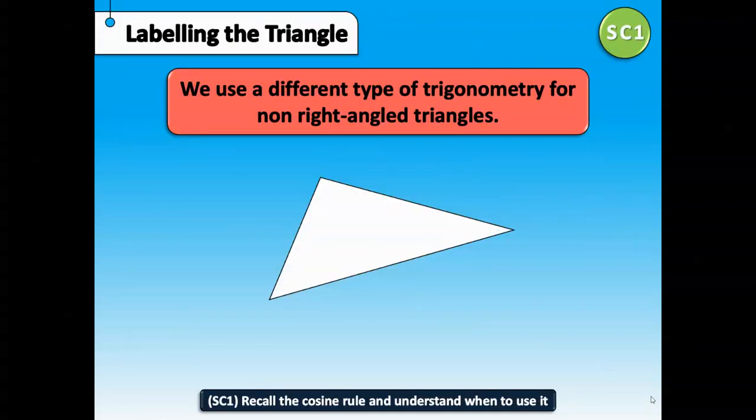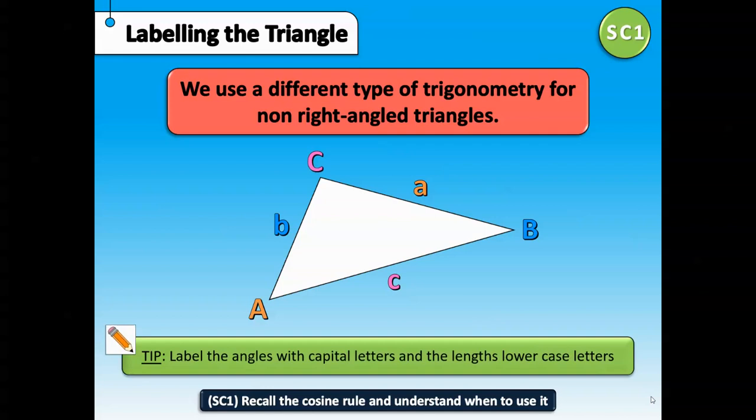So for triangles that aren't right-angle triangles, we use a different type of trigonometry. We label the sides A, B and C, and the corners A, B and C as well. Now if that side is A, the angle opposite it needs to also be A, and we use a capital letter for the angles. So if this side is B, the angle opposite it needs to be capital B. If this side is C, the angle opposite it needs to be capital C.